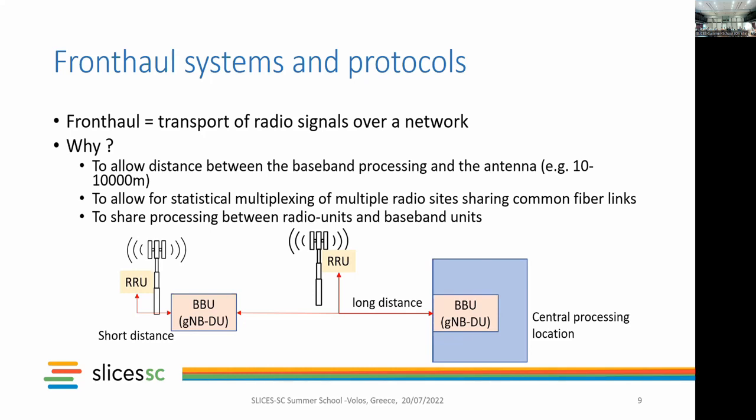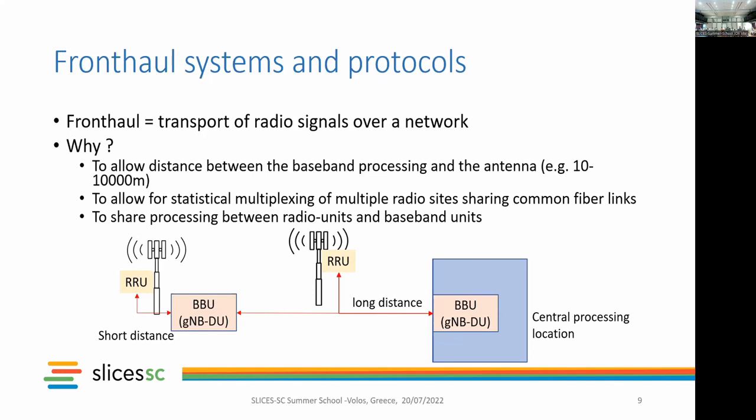Now, why would you want to transport radio over a network? There are several reasons. The basic reason, first of all, is to allow distance between the baseband processing and the antenna itself. Traditionally, this was on the order of tens of meters, connecting the top of a cell tower to the bottom, using a protocol there. But as we go towards 5G, we're talking about 20-kilometer ranges. We actually have a networking protocol spanning essentially over 10 kilometers between the radio unit and the network that's processing it.